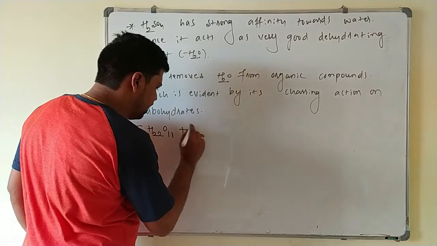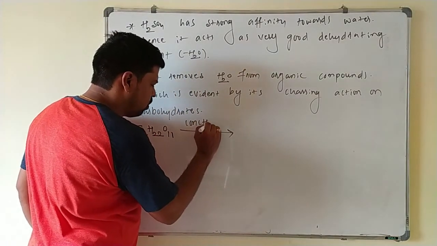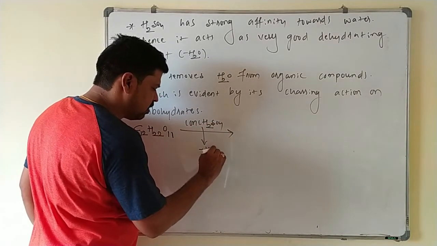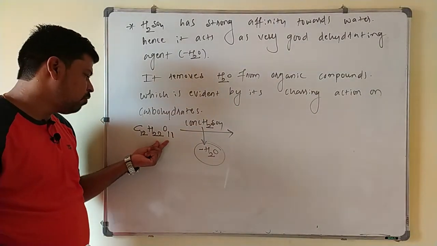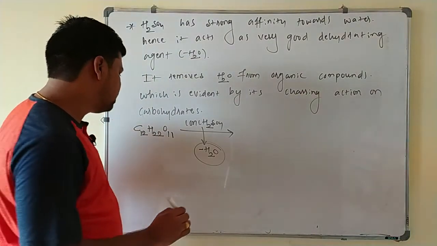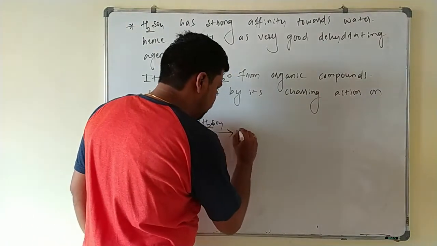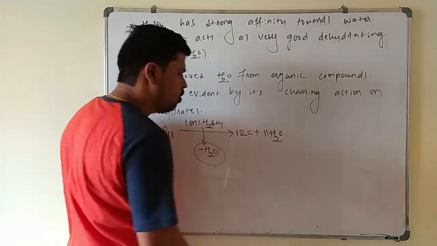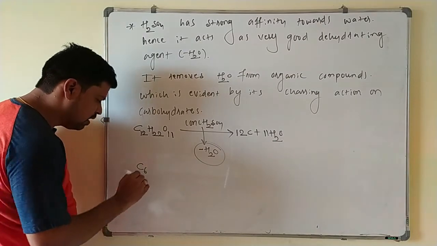This on treating with concentrated H2SO4, the concentrated H2SO4 acts as a very good dehydrating agent, so that it removes water from the organic compound. So how many water molecules will be formed here? 11 water molecules will be formed, and the remaining carbon is coming outside. So entirely it removes water from the organic compound. That 12 carbon atoms as it is we have to write, and the remaining is 11 water molecules.